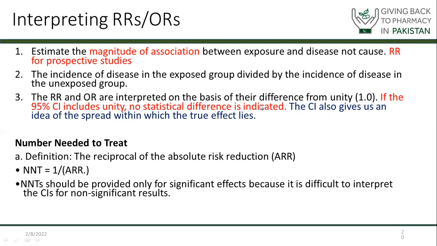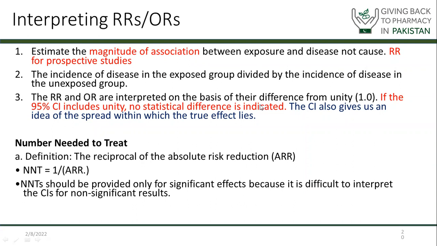Now I want to tell you what the odds are, how much it normally happens. So I'm telling you the odds of an event. But if I'm telling you how much chance there is of getting this disease in the future, this is the risk ratio. So it estimates the magnitude of association. It tells you how much the association is.